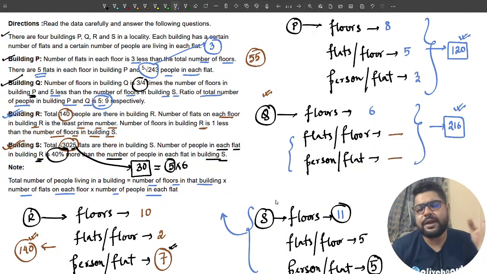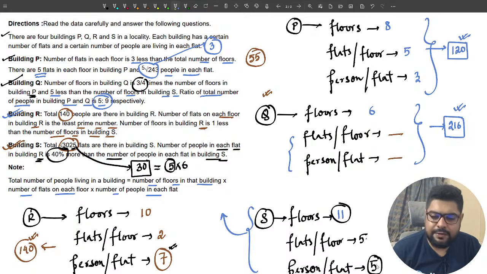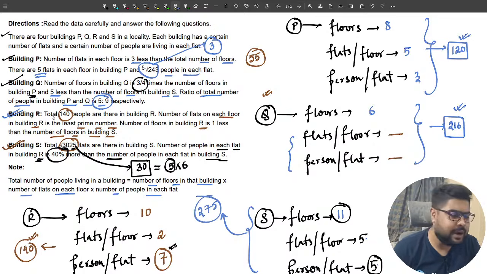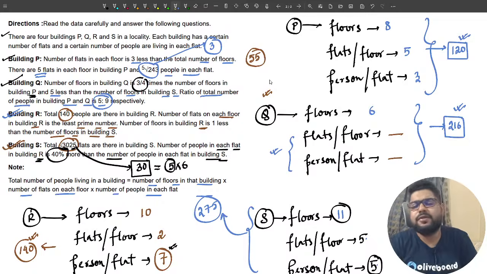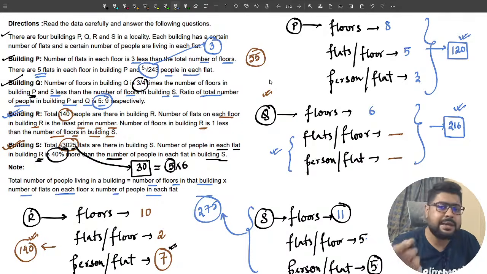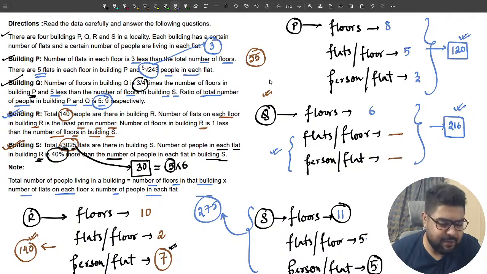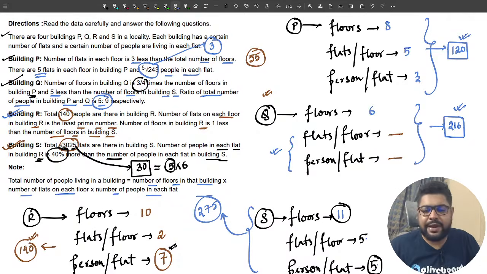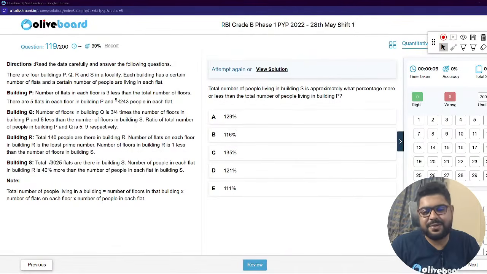I've calculated that for everybody. So let's do this, sir: 5 into 5 is 25, into 11 is 275. So everything is done, sir. We figured out everything apart from only these two pieces of information, because nothing about them is given to us. Maybe in one of the questions we will get that information. Clear sir? Let's move on to the questions.